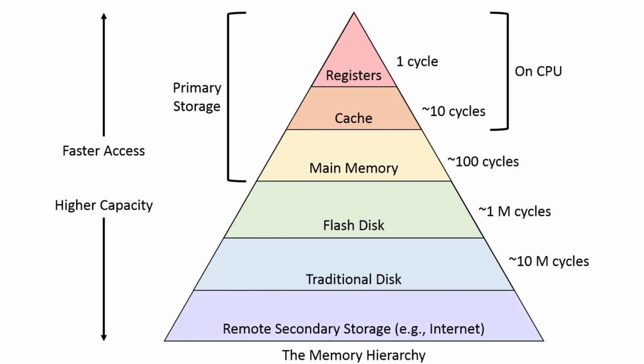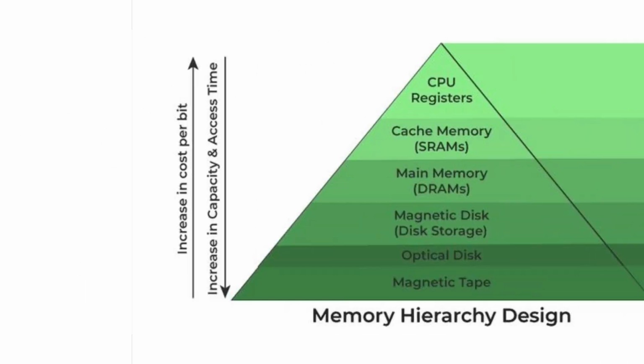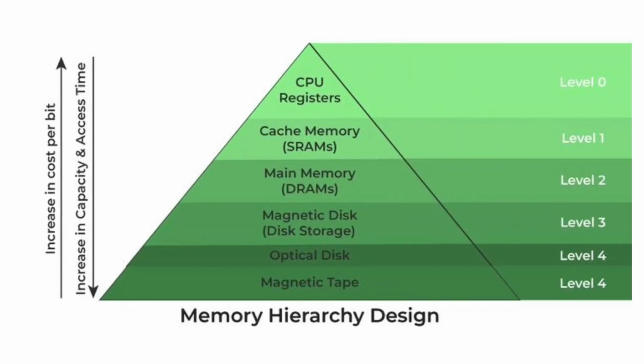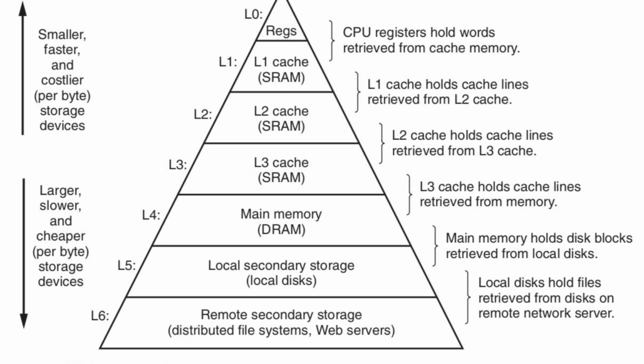Now let's talk about types of cache. There are usually three levels. L1 cache, smallest and fastest, located inside the CPU. L2 cache, slightly larger but a bit slower. L3 cache, larger and shared among cores. The closer the cache is to the CPU, the faster it is.